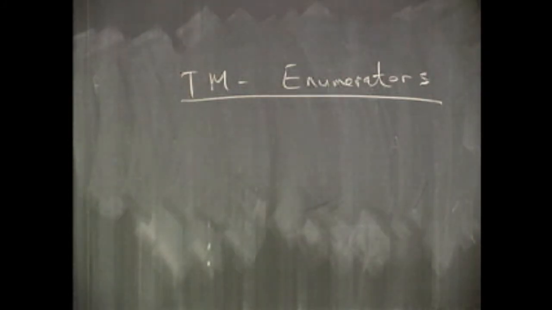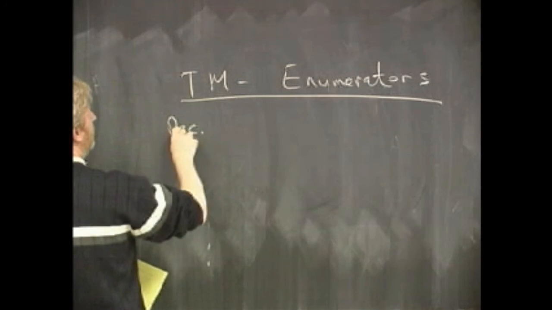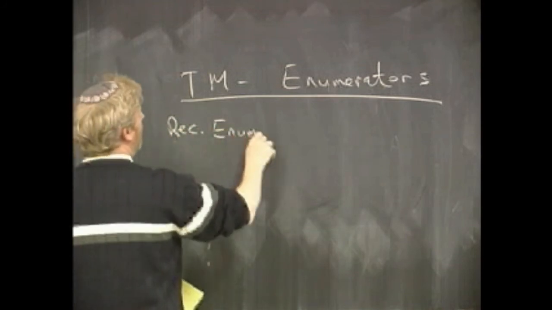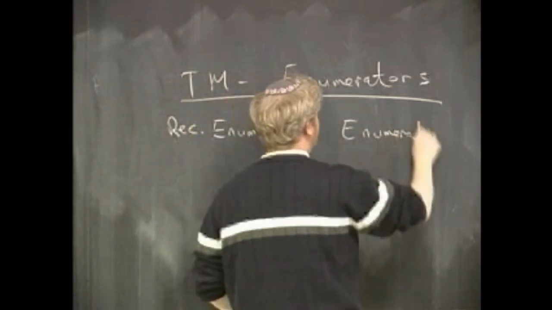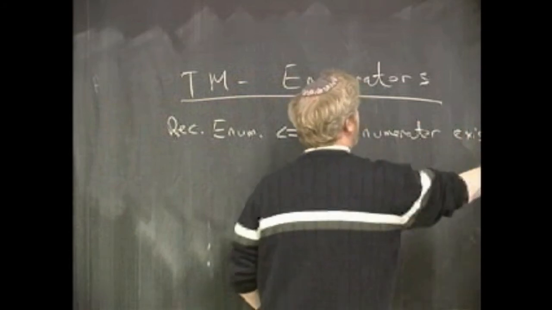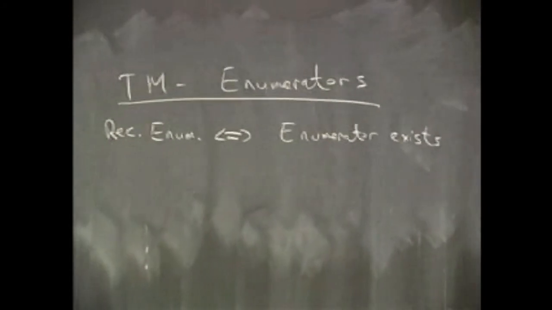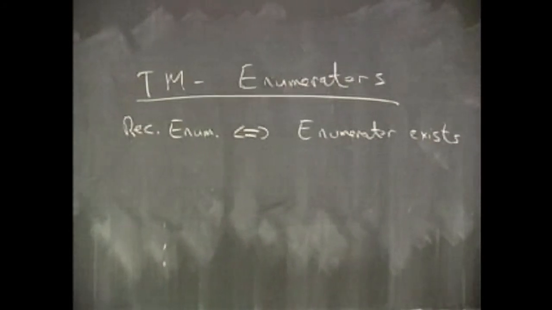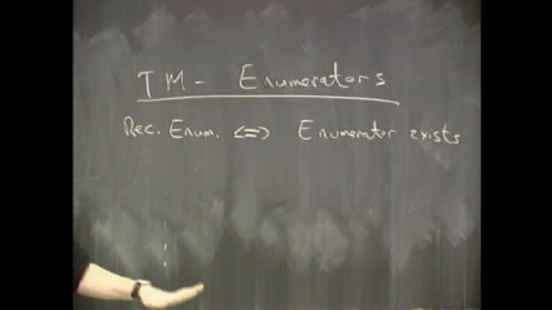What we're going to do right now is relate Turing machine enumerators to Turing machine acceptors. What's the relationship between them? If a language is recursively enumerable, then there is a Turing machine enumerator. And if there's an enumerator, then the language is recursively enumerable. Hence the word enumerate. Now we're going to prove this in just a very logical way, not too tedious mathematically at all, just by thinking about the meanings of these different kinds of machines.